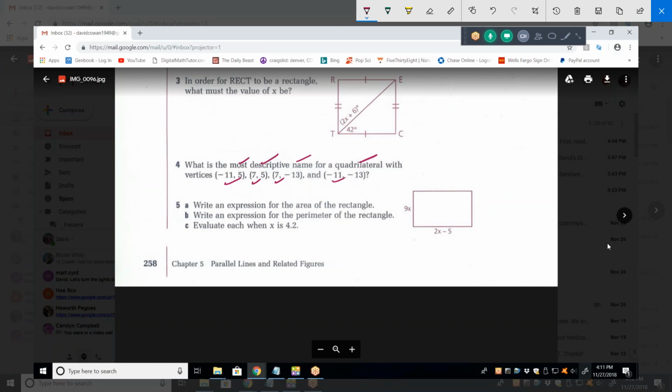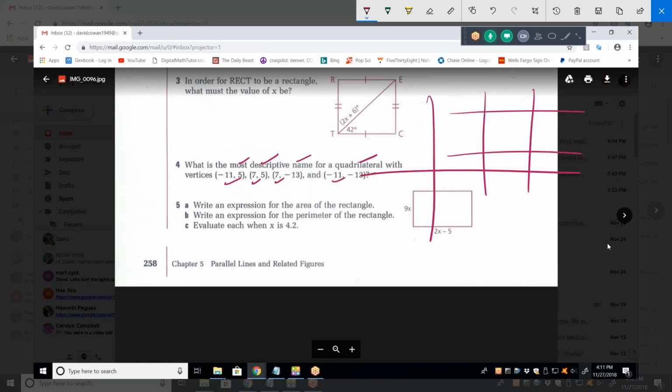So however this thing maps out, I don't need to take the time. I've got two horizontal lines and two vertical lines. It's hard for it to be anything other than a rectangle or a square. So what's the only question? If the sides are equal. Is it a rectangle or is it a square?